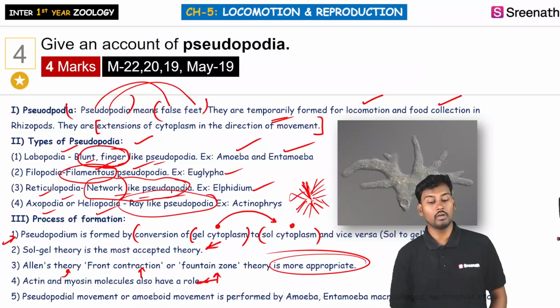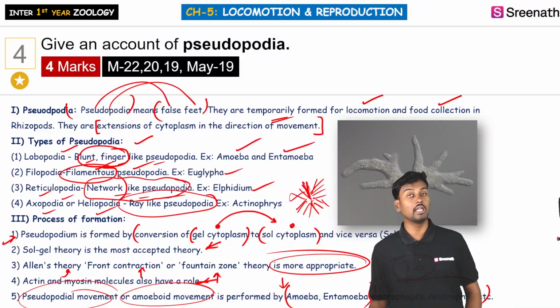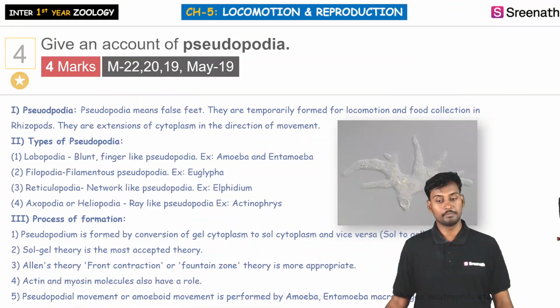Amoeboid movement and pseudopodial movement is most performed by the amoeba, entamoeba, and also macrophages and the neutrophils of the higher organisms. So these are the cells, these are the immune cells actually, and also these are the organisms like entamoeba and amoeba, which are the ones generally showing the amoeboid or pseudopodial movement of the organism.